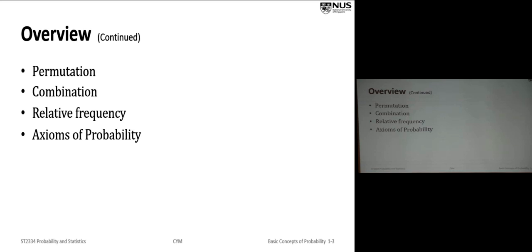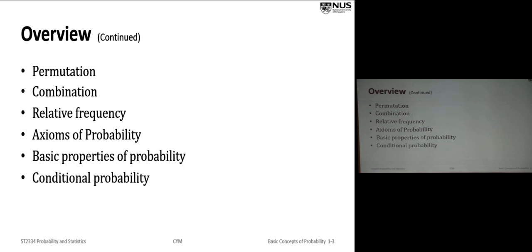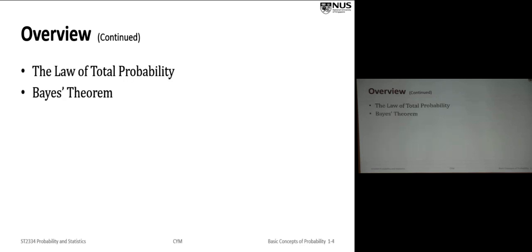So we try to look at it and appreciate it, and then the other properties of probability will be derived from these axioms. Basic properties, conditional probability, this is really a tough one, and the multiplicative rule of probability. So all this will be covered under the probability section. Oh, total probability, Bayes theorem.